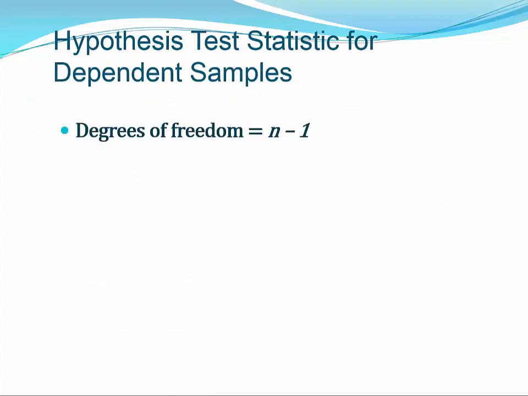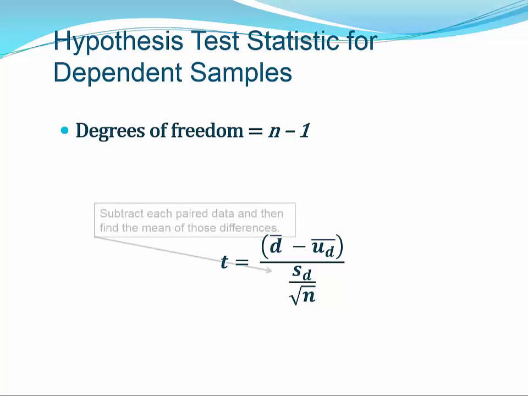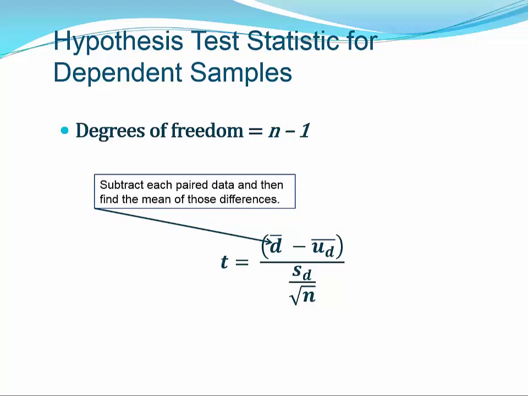So the hypothesis test statistic that we will be calculating involves degrees of freedom. So degrees of freedom is n minus 1. The test statistic is a t, and it's equal to d bar minus mu sub d, and that's divided by the standard deviation, s sub d, divided by the square root of n. So to find d bar, we subtract each paired data, and then we're going to type that list into our calculators and find the mean of those differences. Now the mu sub d comes from our claim, and that's always going to be a 0 for us.